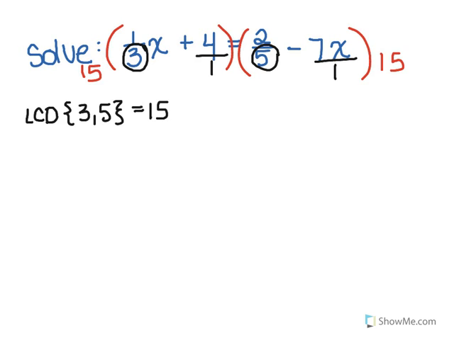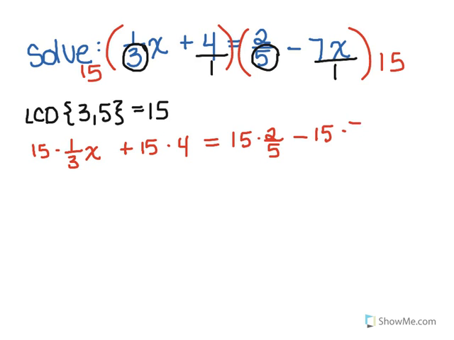If I write it out, what we end up with is 15 times 1/3 x plus 15 times 4, which is equal to 15 times 2/5 minus 15 times 7x. And then because we multiplied by the least common denominator, all of the denominators should cancel out.